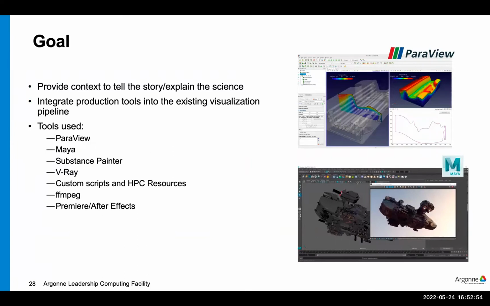Thanks, Samuel. So one of the other aspects was that in addition to just focusing on the science data, which you saw on that previous slide, in order to better tell and explain the science to a more broad audience, we wanted to provide context, right? And so for that, we wanted to see if we could integrate more production quality 3D modeling, visual effects software with our standard visualization applications.